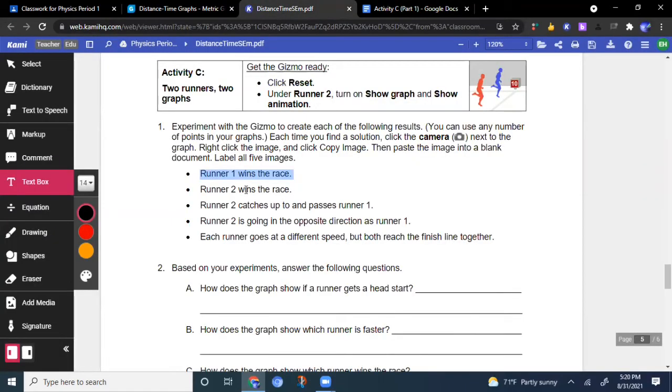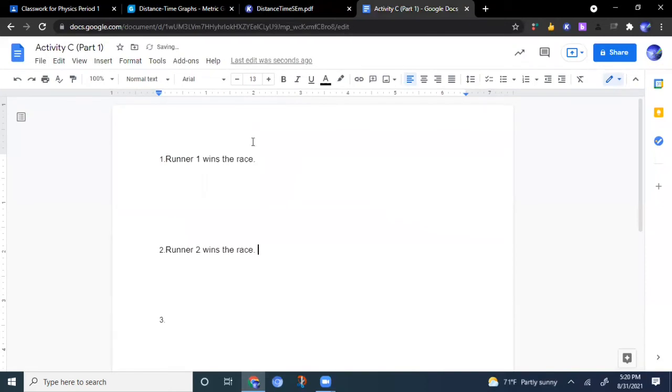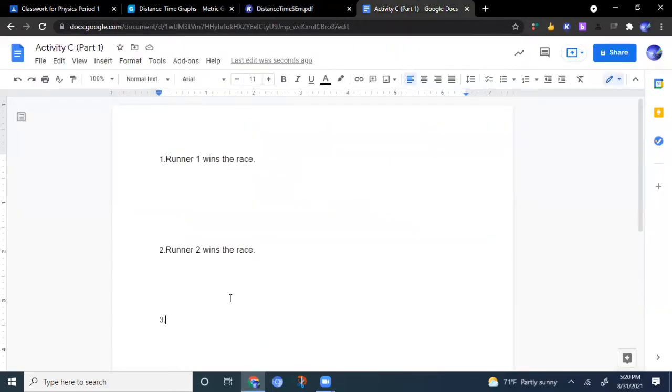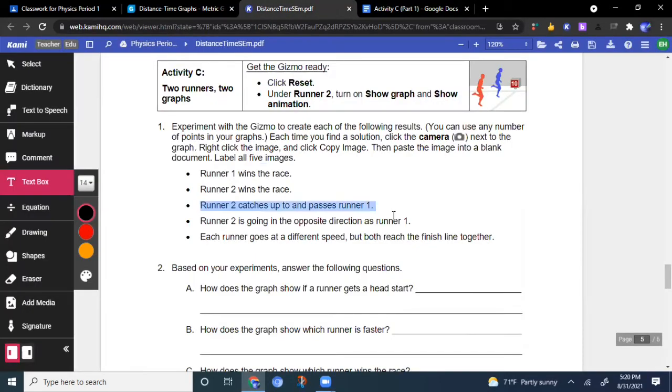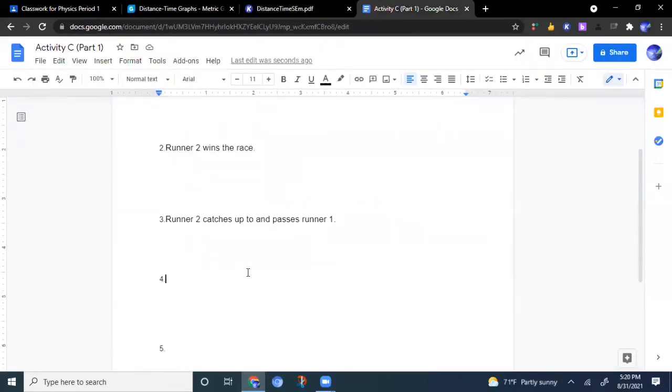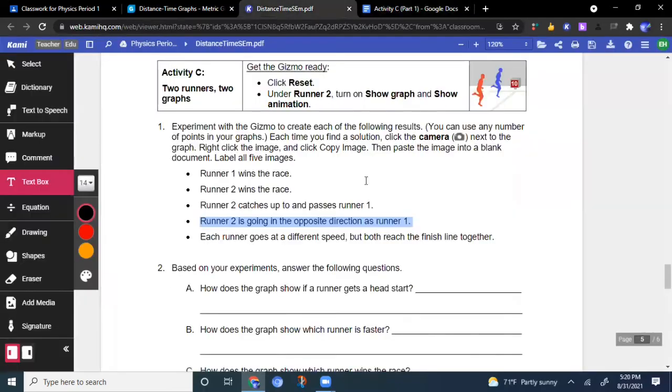And the second one, I want a picture where runner 2 wins the race. The third one, I want a screenshot of where runner 2 catches up and passes runner 1. Then I want a screenshot where runner 2 is going in the opposite direction. And then lastly, I want where each runner is going a different speed, but both reach the finish line together.